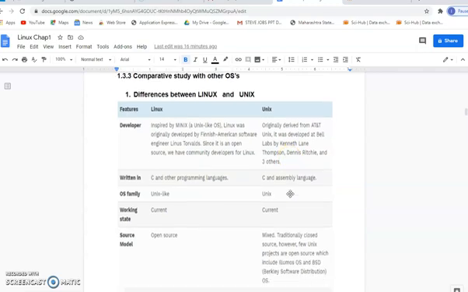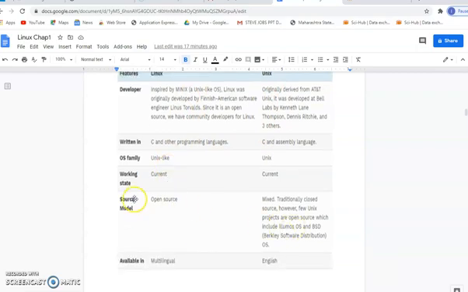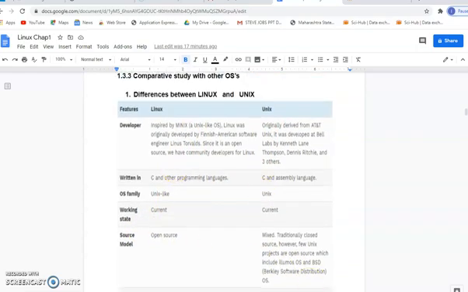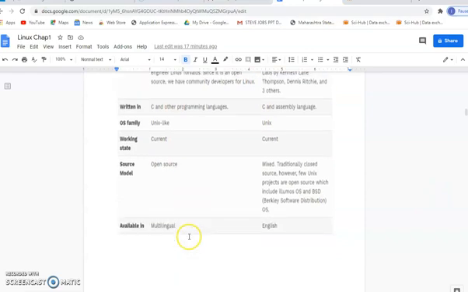Okay. Linux is written in the C language. Unix is also written in the C language. OS family: Unix. Linux is derived from Unix. So the Unix family includes Unix, and Linux is also Unix-like. Working state: both are currently in a working state.